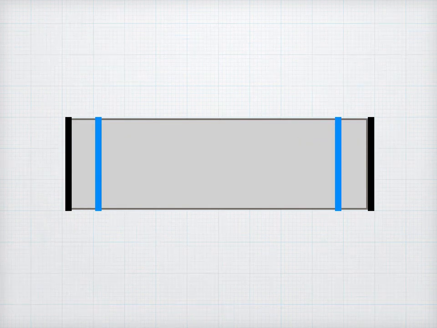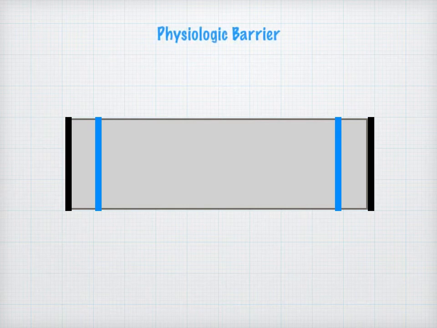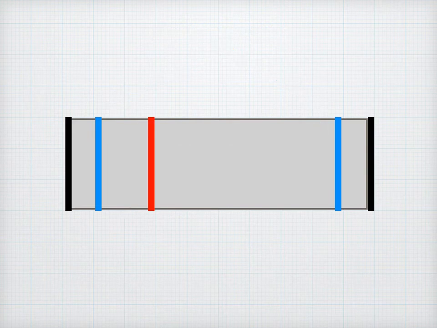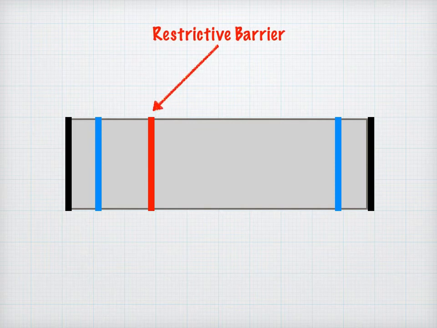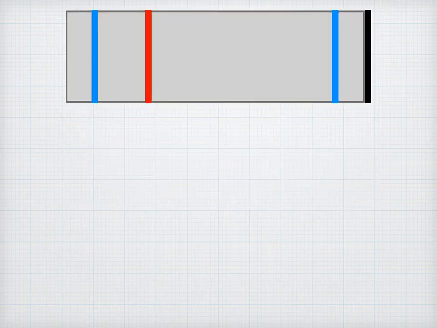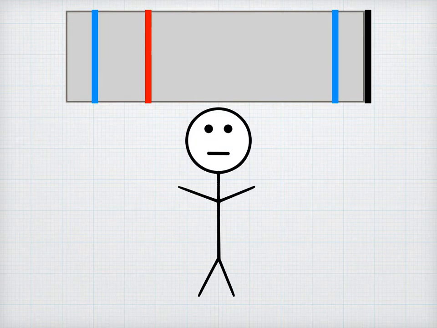The second is the physiologic barrier. This barrier is the active range of motion permitted by the joint. If somatic dysfunction is present, then a third barrier occurs, the restrictive barrier. This barrier is a dysfunctional limit that narrows the normal physiologic range. It is the restrictive barrier that is sought out and targeted directly with general osteopathic technique.